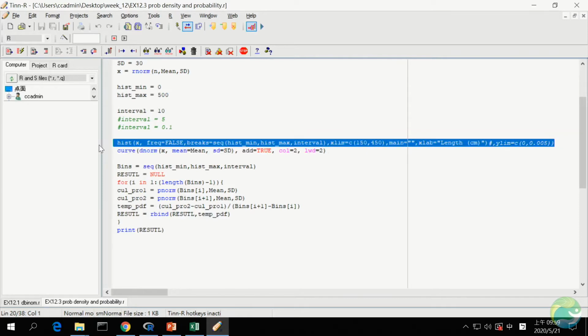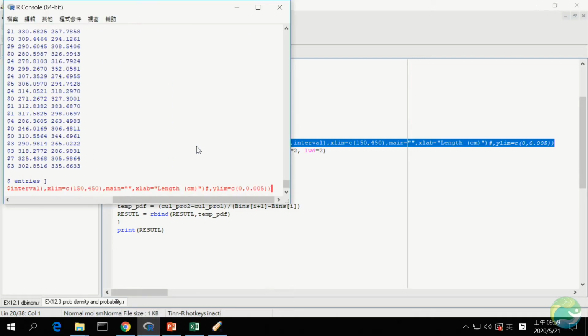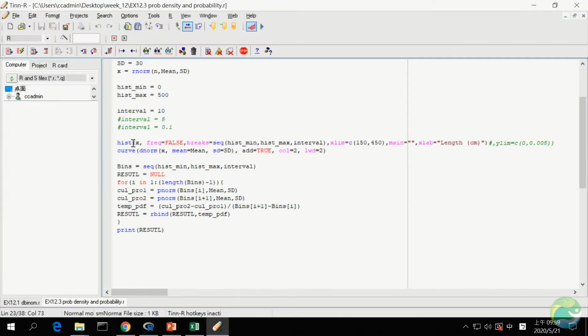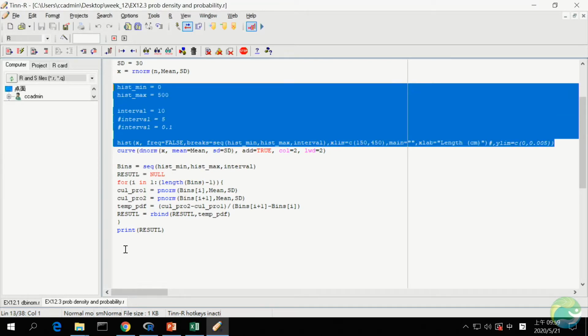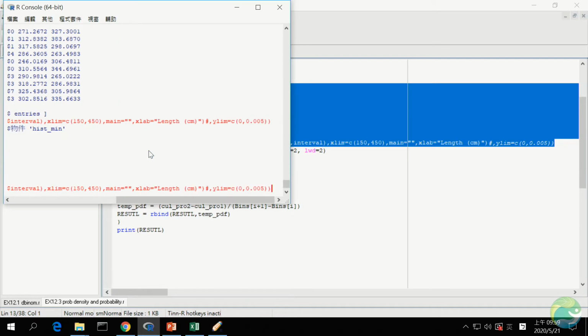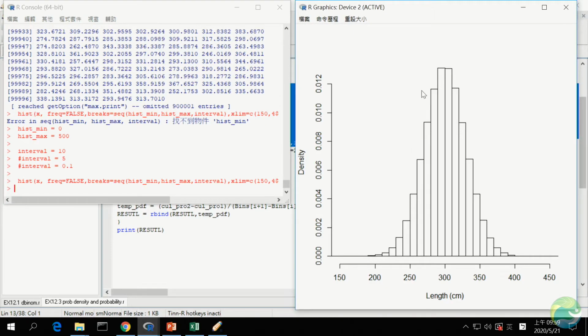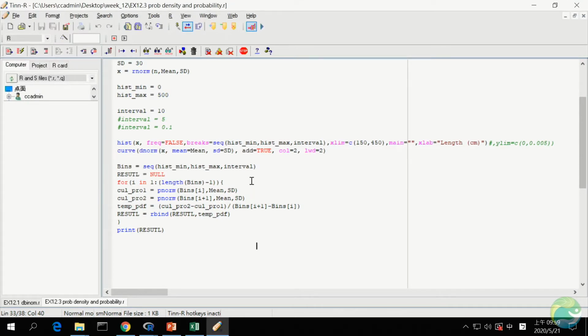Here, I do a histogram for this size data. Right, this is the histogram of the size data. So what is this? This is the density. So within each size class, the corresponding density, okay? And what does this curve mean?